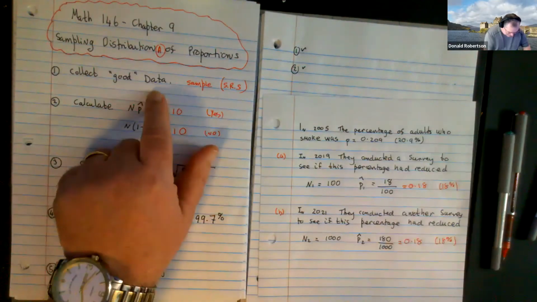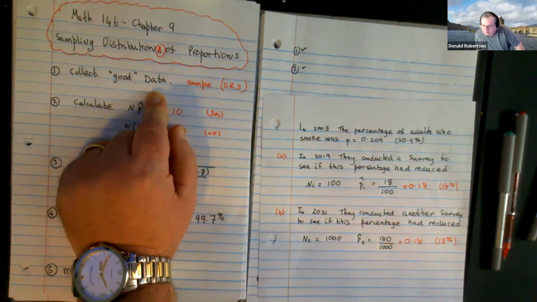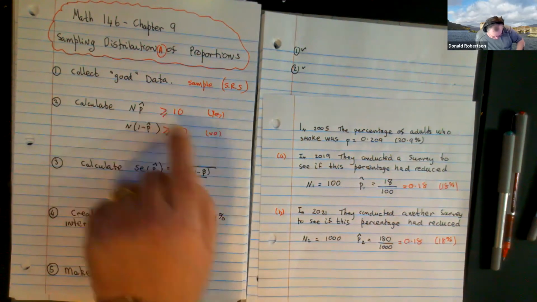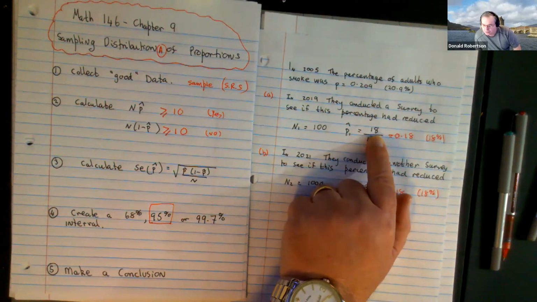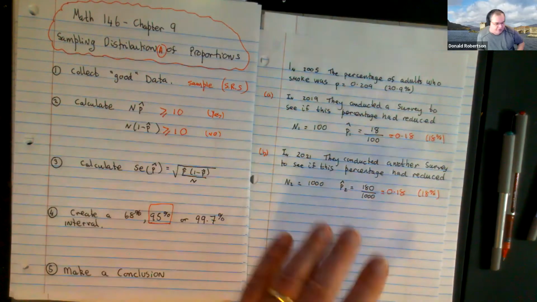Step 1 and step 2, I'm going to say are done. Let's remind you, step 1. Can we pretend that I got good data, right? And it's pretty clear, isn't it, here, that 18 said yes and 82 said no. So aren't we beating the 10 rule, right? So we'll take that as granted.